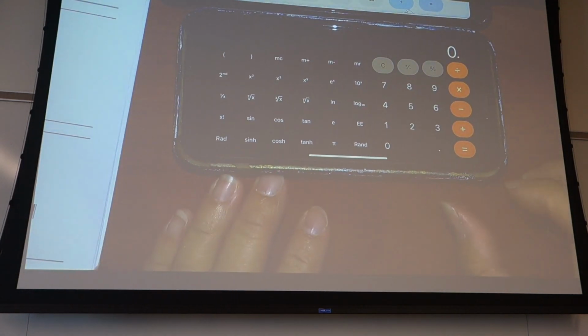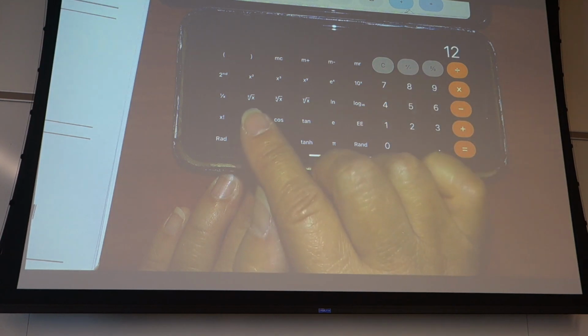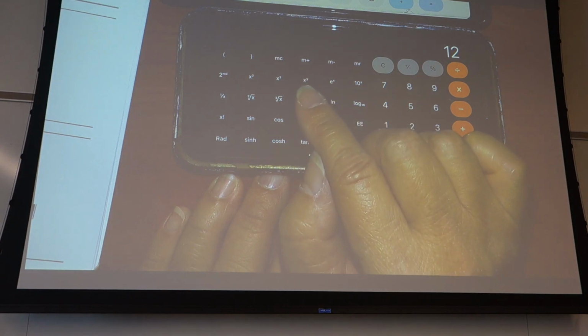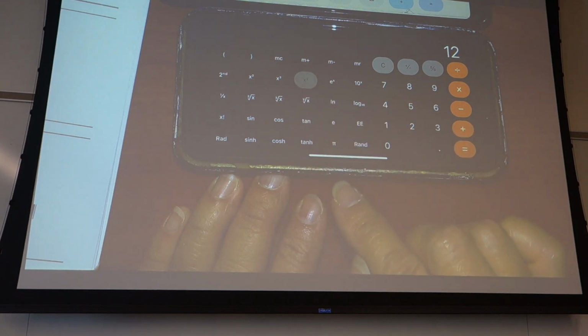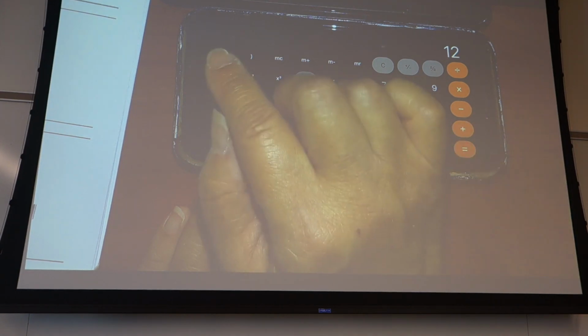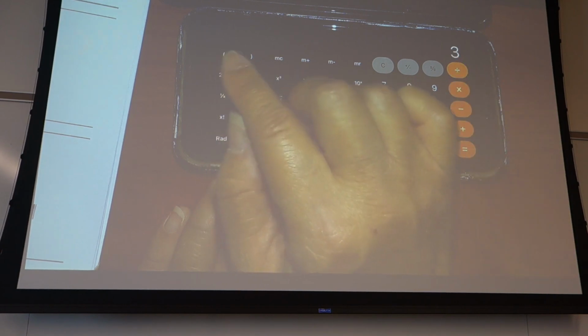You have this, right? So it's 12, and you're going to want to clear it first. 12, and then do you see where it says X to the Y? Right here, X to the Y. And then you enter the next number. Parentheses, 1 divided by 3.